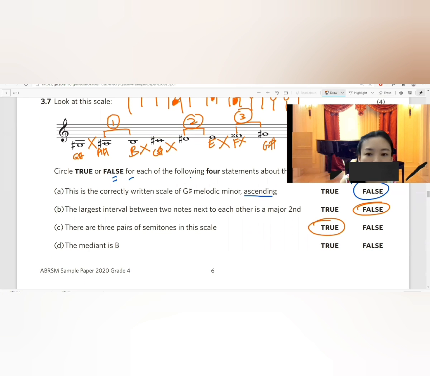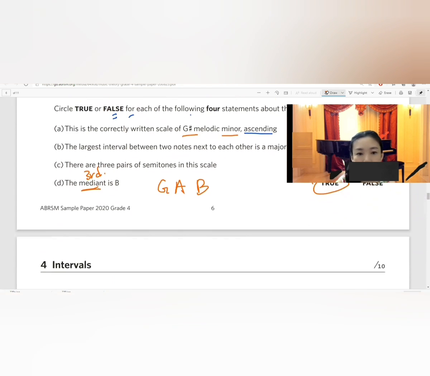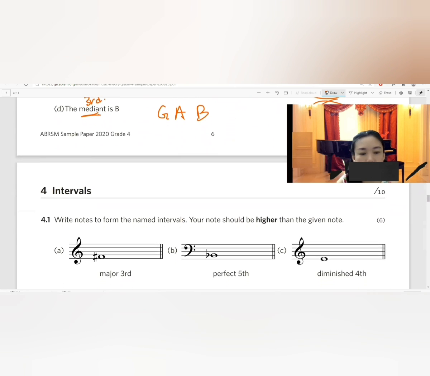The median is B. So this is a G sharp minor. If this is a G sharp minor, G, A, B. Median means the third note. Okay, so the answer is true. Okay, let's look at the next paper. Question number 4 is an interval.